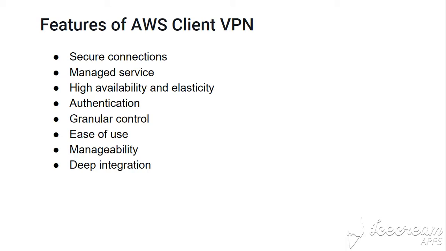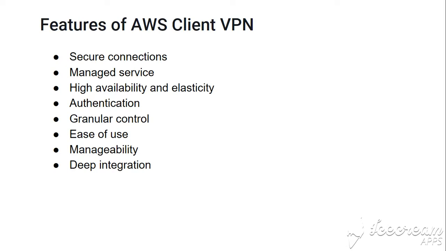First one is secure connections. AWS Client VPN provides a secure TLS connection from any location using the AWS VPN client and managed services. The next one is high availability and elasticity. It means it automatically scales to the number of users connecting to your AWS resources and on-premises resources.